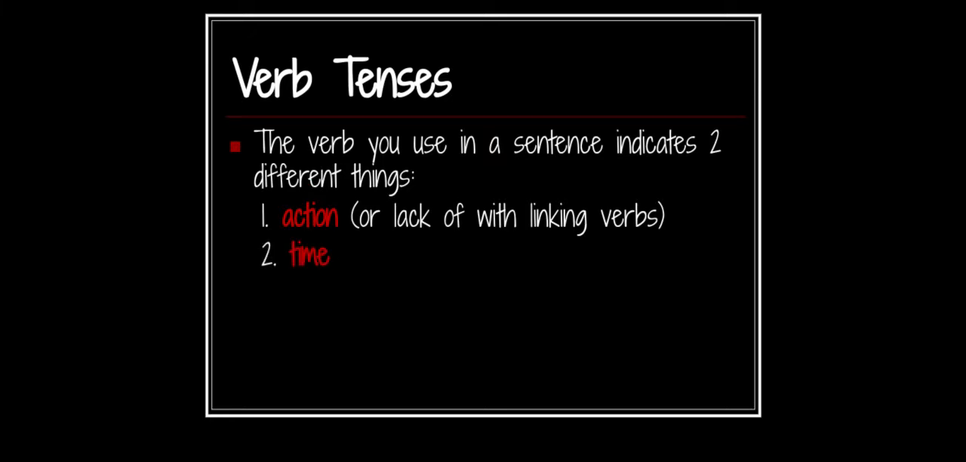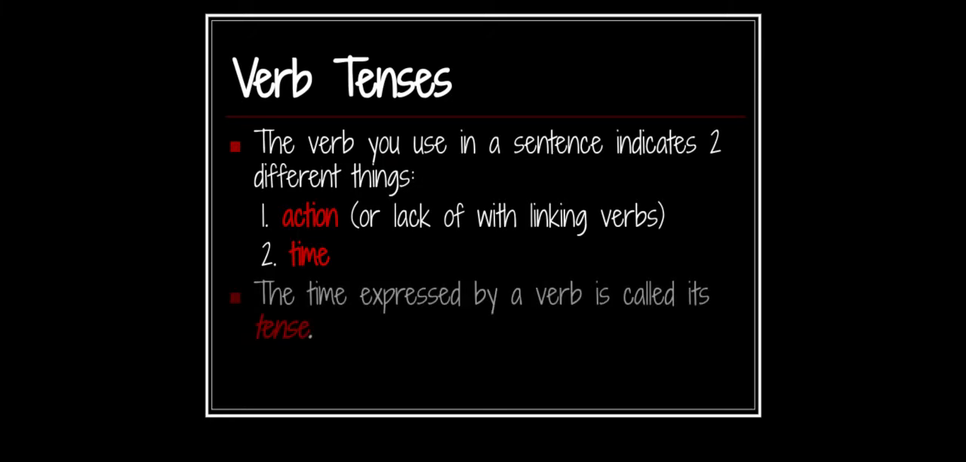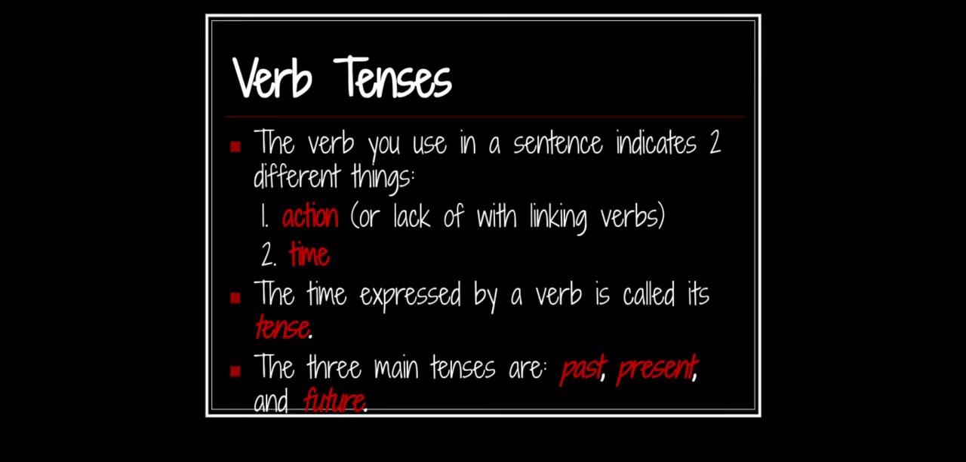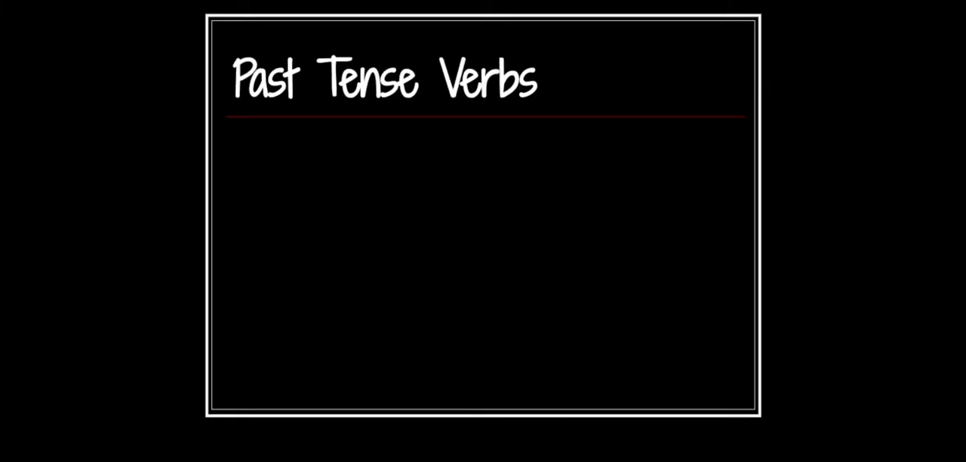Time. Time tells when that action is taking place. And you can change the tense of the verb to identify the different time. The time expressed by a verb is called its tense. The three main tenses are past, present, and future.